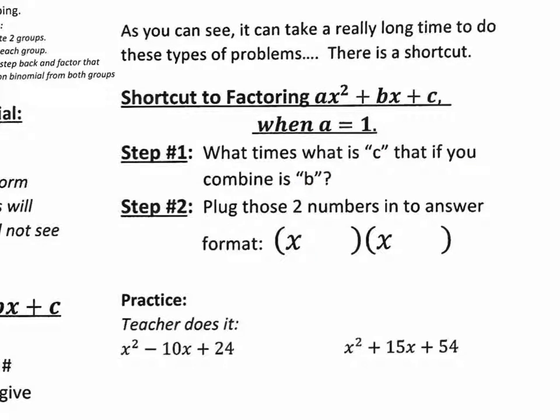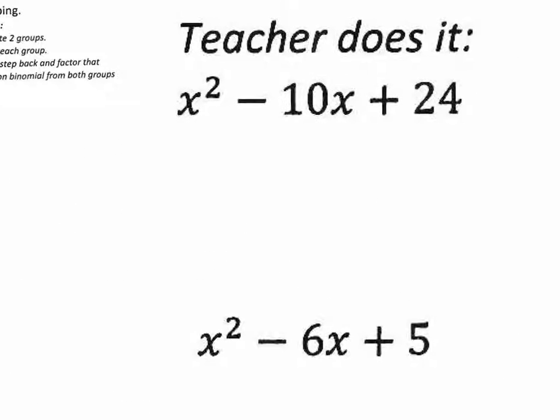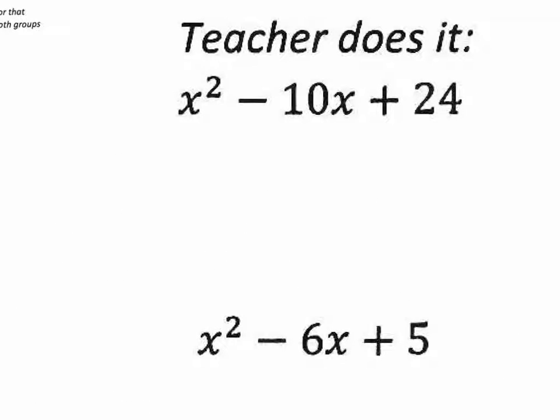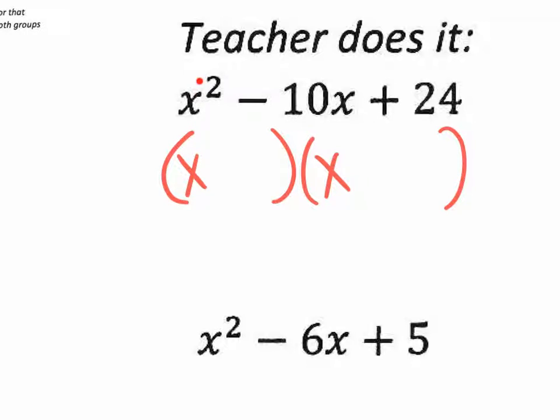So this is going to be a little weird, but let me just jump right into it. Because there's no number right here, because there's no 2, no 4, no 5, it's just the nice number 1, invisible number 1, I could jump right into my answer. Put an x right here and an x right there. Now, why could I do this? Because x times x really is x squared, right? So the shortcut says, what times what is your c value that if you combine together is your b value?